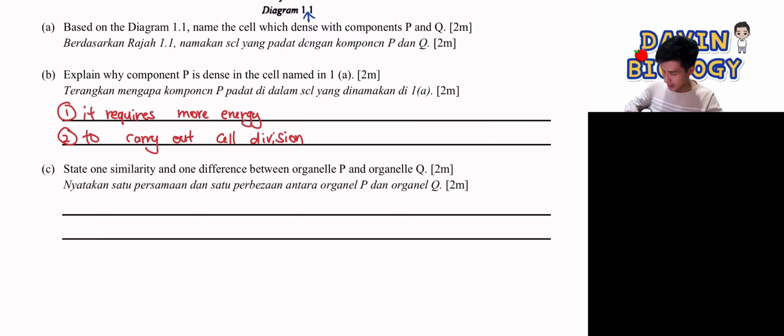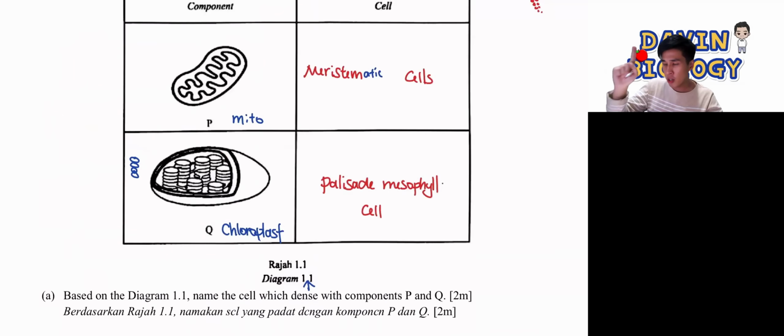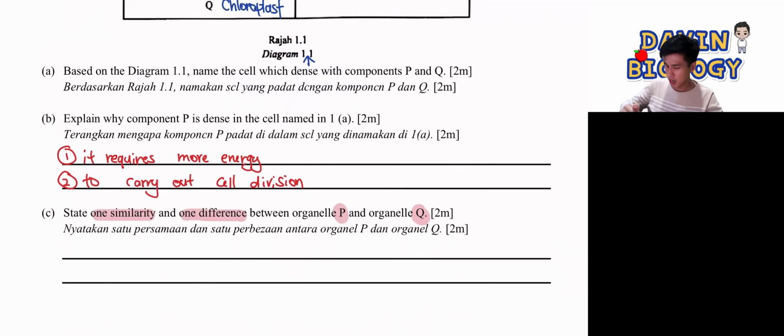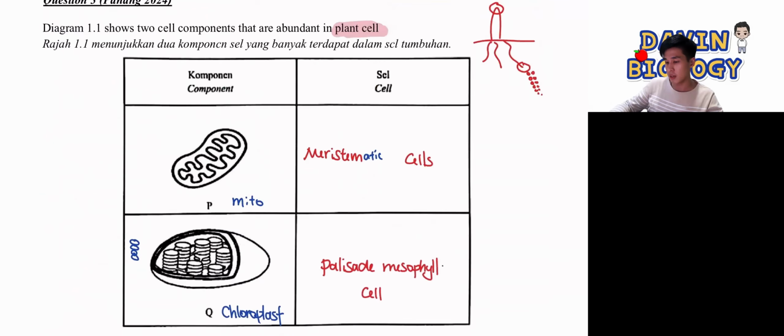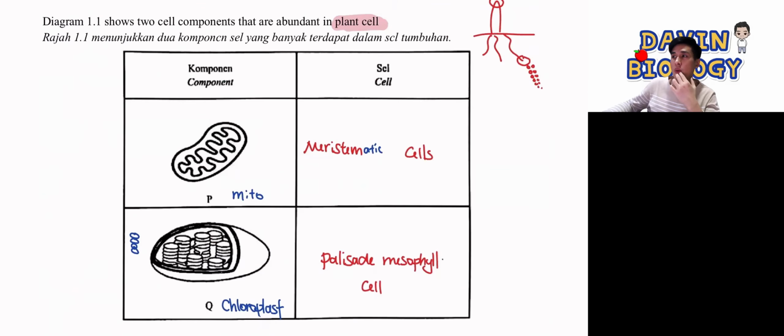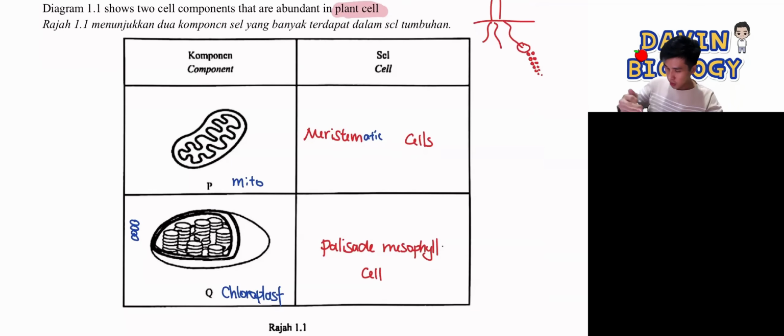Next, one similarity and one difference between P and Q. Now, this one, they more commonly ask for similarities. Mitochondria and chloroplast, what similarity do they have? Anyone remember or not? Yes, the membrane, they have a two-layer membrane. Surprisingly, you still remember, very good.